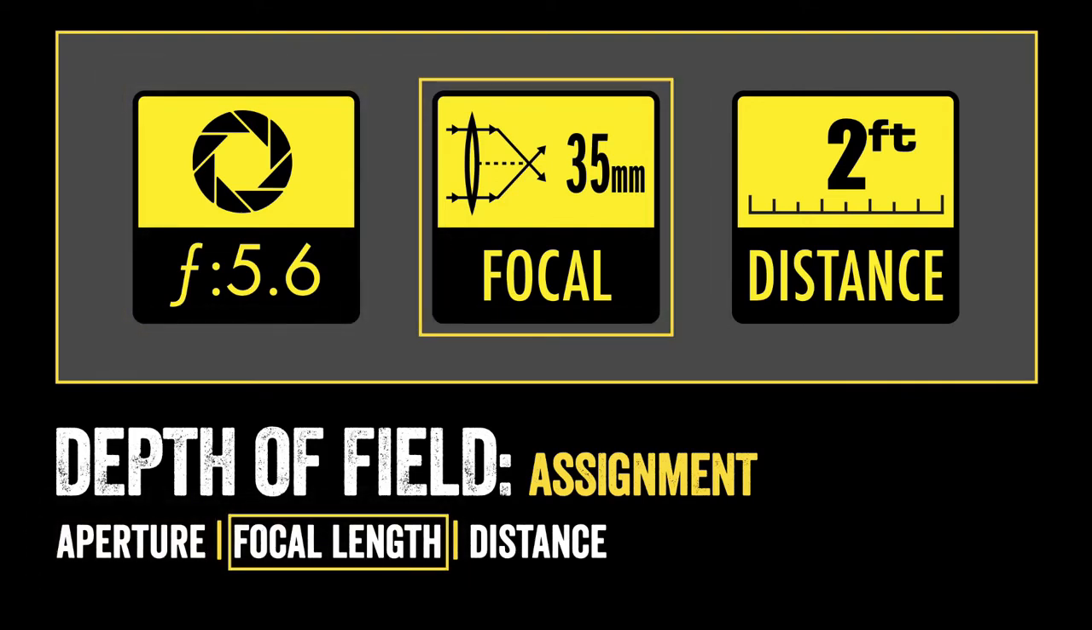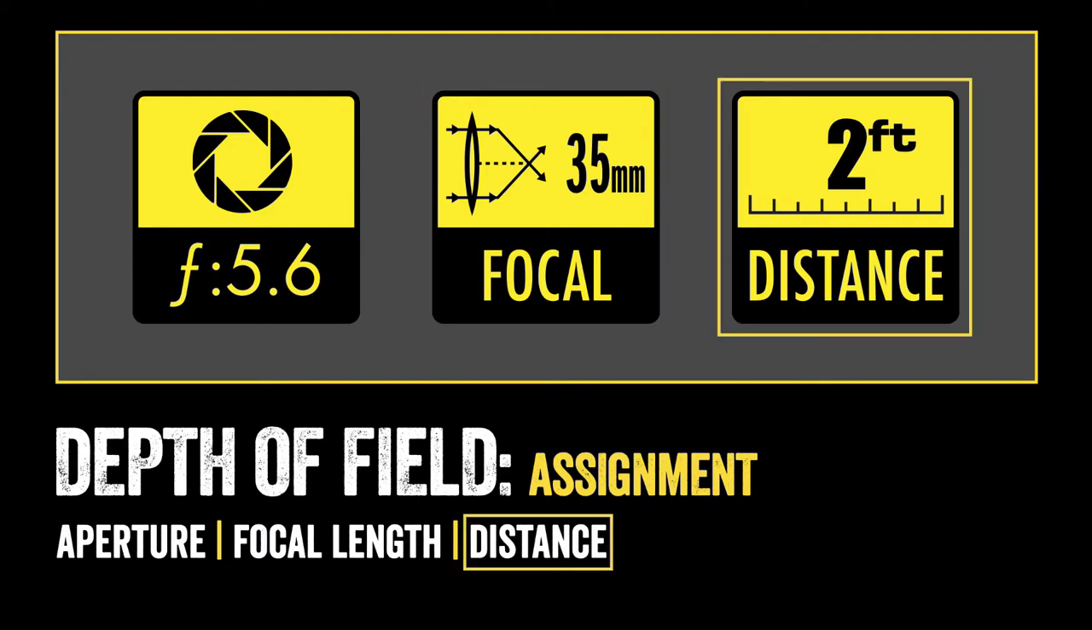The next, we'll adjust our focal length. We'll set our aperture, and we will set our distance, and we will adjust just the focal length of the lens. And in the final set, we'll have our aperture and our focal length fixed, and we'll change the distance to subject.